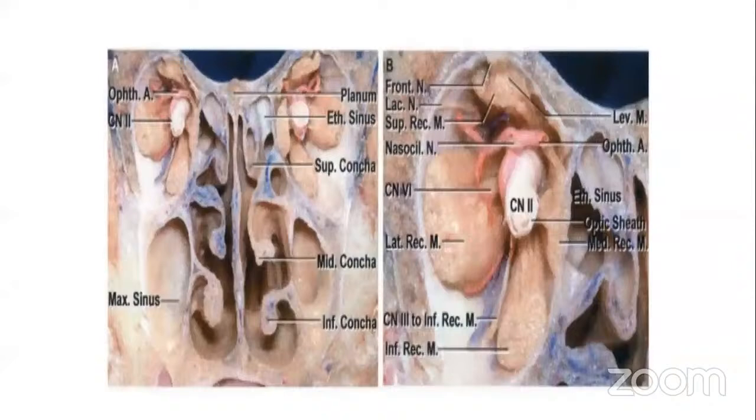Okay. So coming on to periorbital dura and annular tendons. These are the coronal section of orbits and cranial base anterior to the orbital apex. In diagram A, the floor of the orbit faces the maxillary sinus, and the medial wall faces the ethmoid air cells.